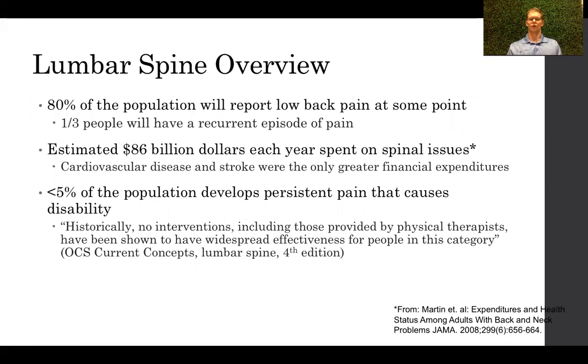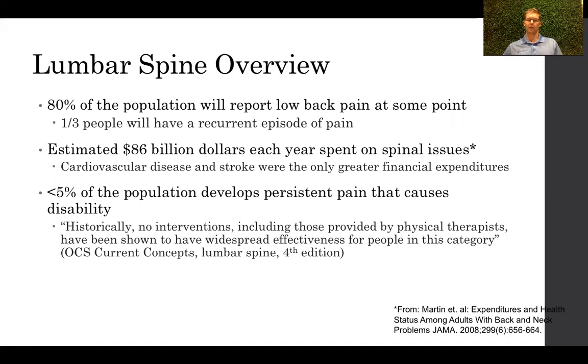Also, over $86 billion are spent on spinal issues each year, and the only thing that trumps that is cardiovascular disease and strokes. And so that's pretty significant as well. We are spending a significant amount of healthcare dollars on spinal issues, and I believe physical therapy and other musculoskeletal specialists should be at the forefront of treating spinal issues, especially low back pain.